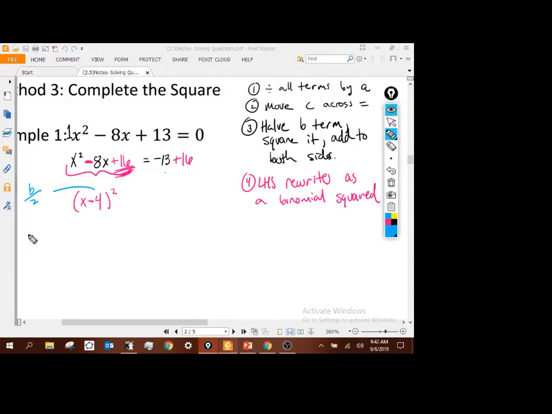So that is a binomial squared, which if I FOILed it out, it would generate that. And then the right-hand side is 3. What can I do now? I want to solve for x. Square root both sides. X minus 4 equals plus or minus root 3. Then x is equal to 4 plus or minus root 3.